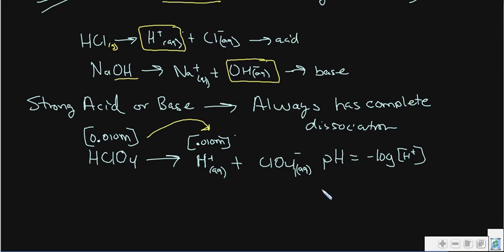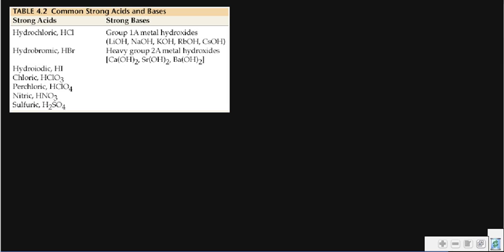So let's do that right here. If I was going to solve for the pH here, it would equal the negative log of 0.010, and that equals 2. So the pH of this particular situation is going to be 2. And I know it's going to be 2 because I put this in and it completely dissociates into this. So doing pH calculations with strong acids and bases is very easy, not a big deal. Let's look at the strong acids and bases real quick.